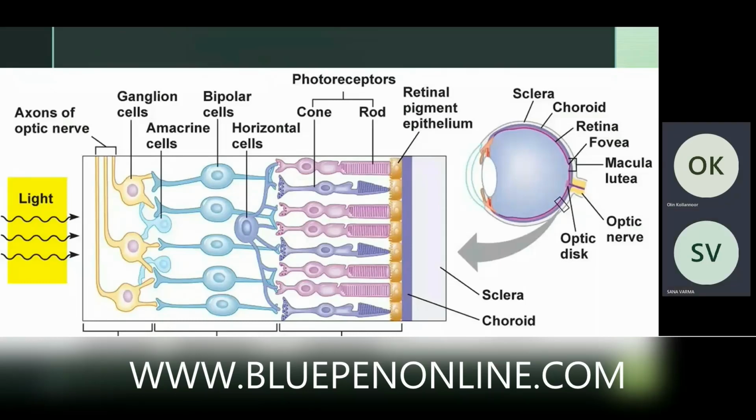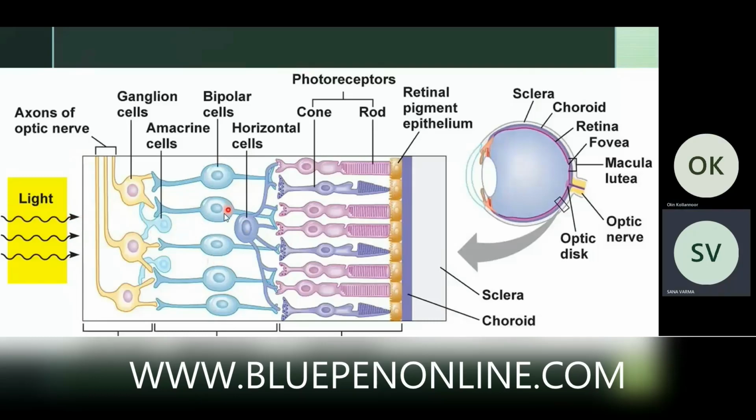So light rays, this is the picture. Light rays will fall on the inner layer of the retina, the inner limiting membrane. But since photoreceptors are located in the outer part of the retina, that is in the pigmented section, these light rays will penetrate through all these layers.